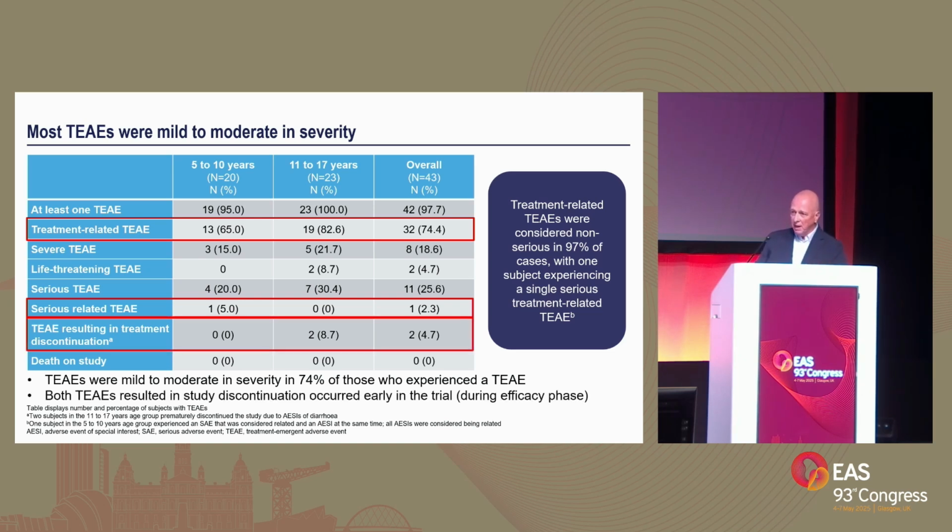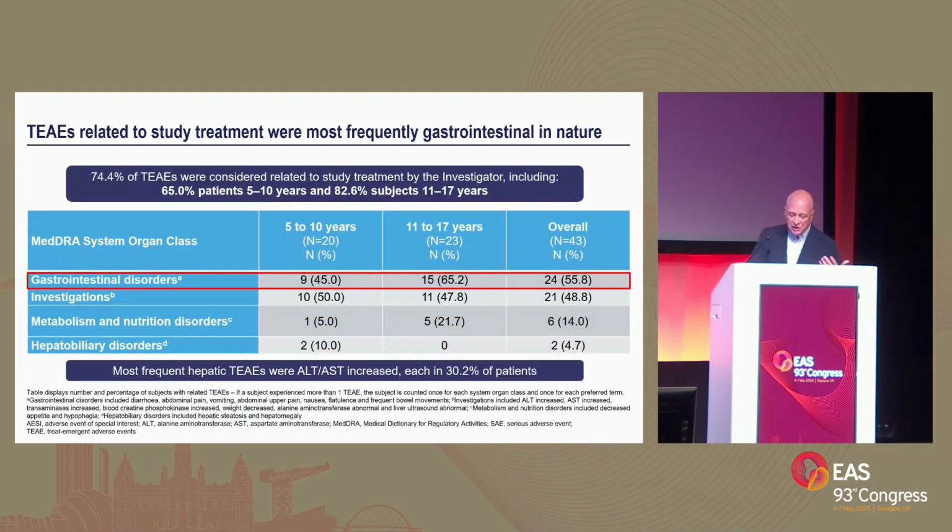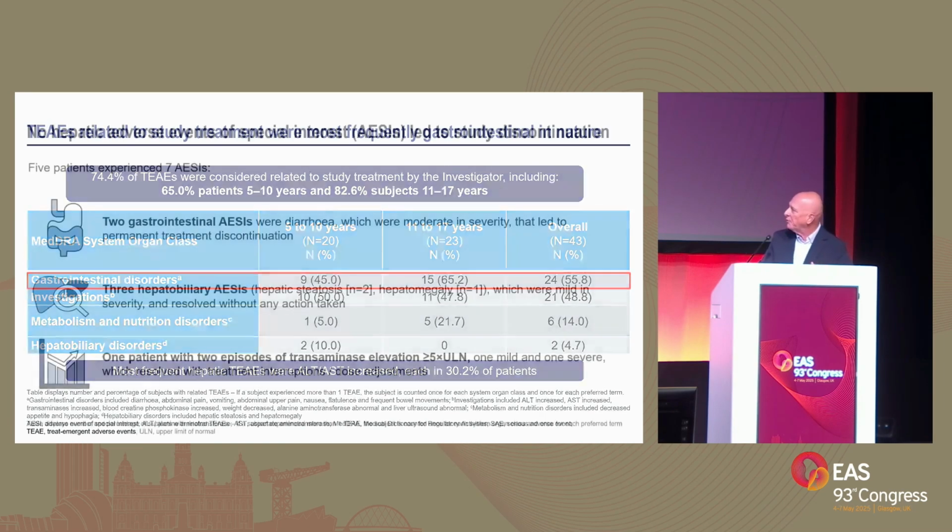And in 2 cases, the adverse events resulted in discontinuation of therapy. This happened early in the study, in the efficacy phase, and they were 2 brothers that had a moderate kind of diarrhea, but they decided that they didn't want to follow the study, and they stopped therapy. So in general, the adverse events were mainly gastrointestinal disorders, as you see here, and hepatobiliary disorders. The most frequent hepatic TAs were elevations in transaminases, observed in 30.2% of these patients.